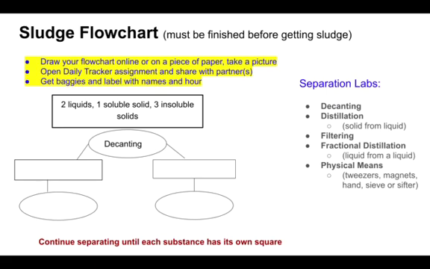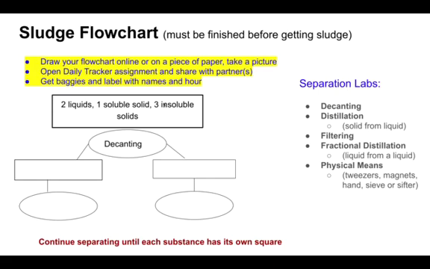Now, before you can get started on sludge, you are going to have to show me a flowchart. So here's going to be a thing. You're going to draw this. You can just use any piece of paper, but you need to draw your flowchart either online or on a piece of paper and then take a picture of it so it can be inserted into your lab.